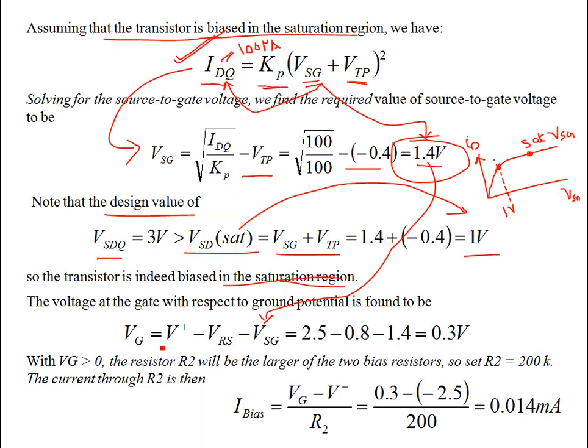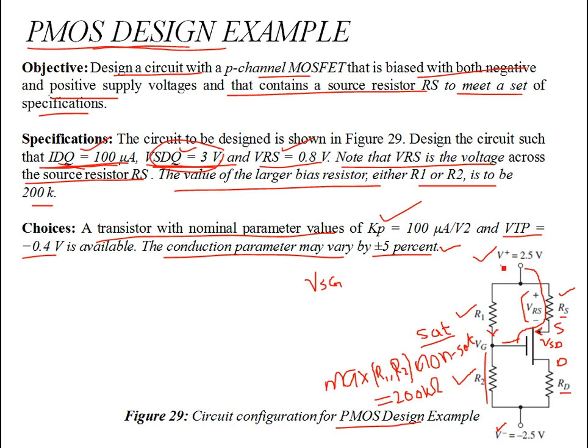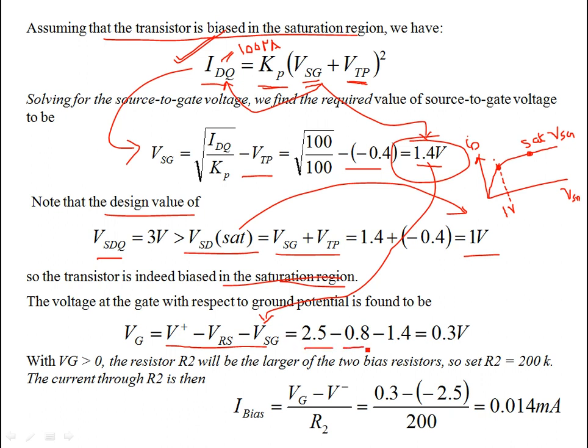So if you apply KVL from the positive supply, we have V positive minus VRS minus VSG. This VSG is determined from the current-voltage relation. Then this V positive is 2.5 volts, VRS is given as 0.8 volts. So 2.5 minus VRS, 0.8 volts, and minus VSG, the voltage that exists between S and G, is going to leave you with the gate voltage. We are using this to determine what the gate voltage is, and that's 0.3 volts.